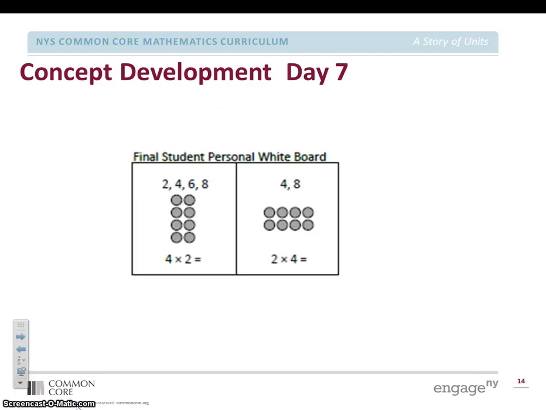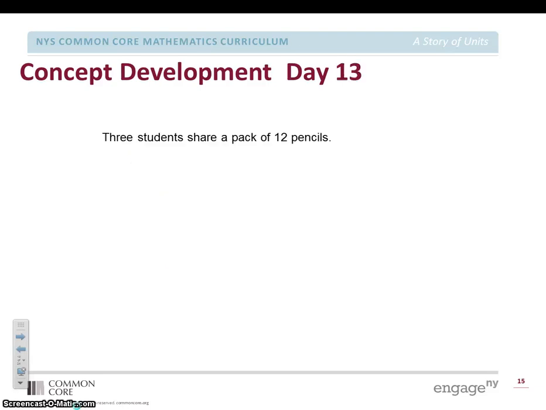Concept development, let's look at it on day 7. You'll see them working with arrays and with more complexity, and looking at them horizontally, and then shifting it to vertically or vice versa. Concept development day 13, you're then presenting the students with a real-world situation.